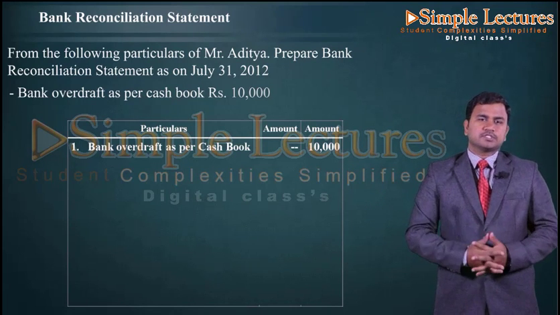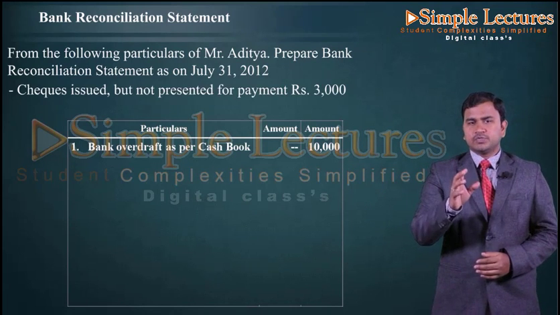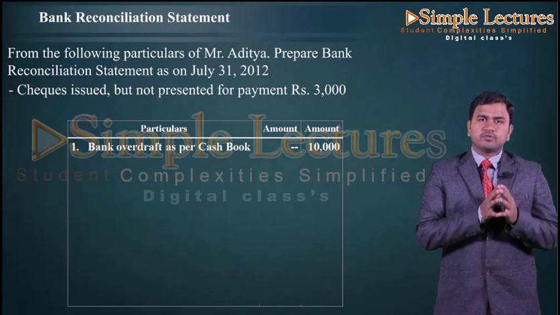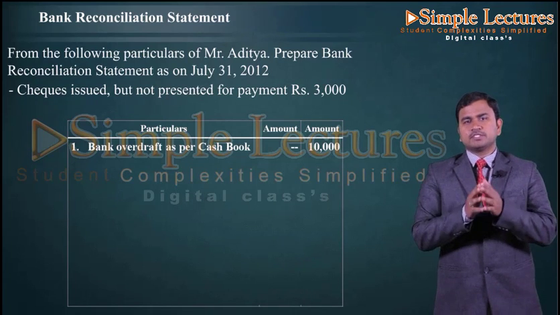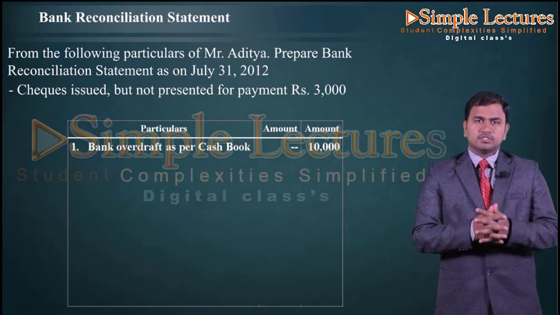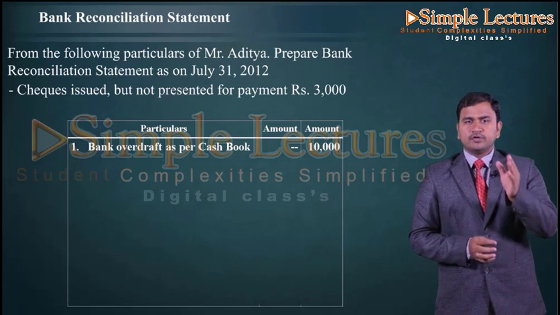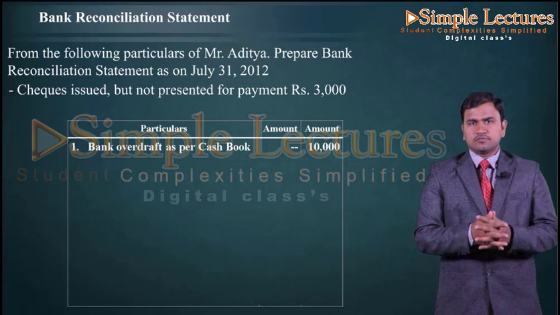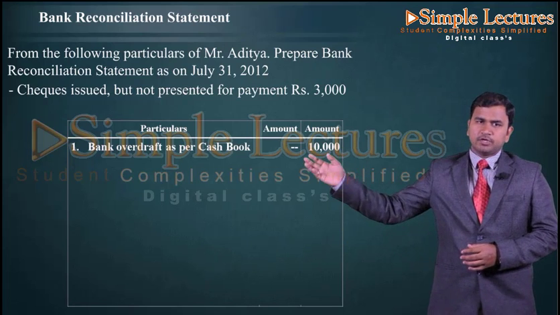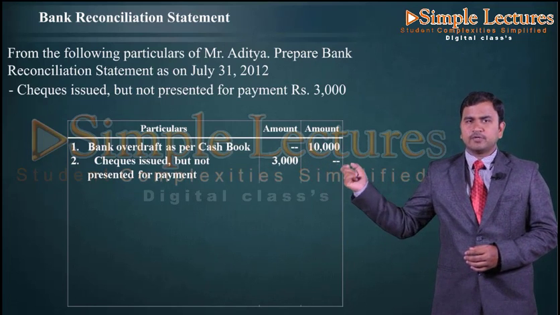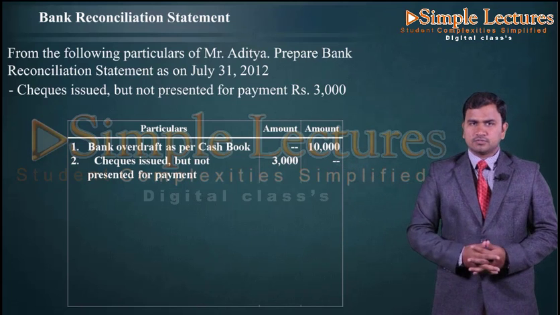The next transaction we have is check issued but not presented for payment. So the check was issued from the organization but was not presented for payment. When the check was issued, we deducted that balance. Now we are going to add back the balance, which is 3,000. So serial number 2, check issued but not presented for payment, in the positive amount column 3000.